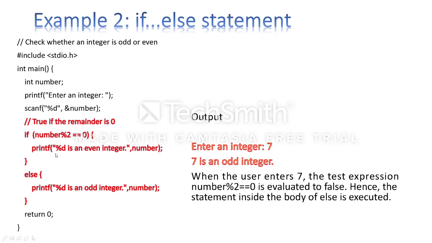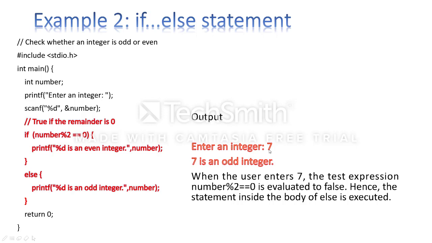If the remainder is 0, it will print an even integer, and it can print the number also. Otherwise I want to print that it is an odd number. Means if the condition is true, then I print only this printf statement, and I don't print the else statement. If the condition is false, I print only the else statement, and I don't print the if statement. So this is the thing.